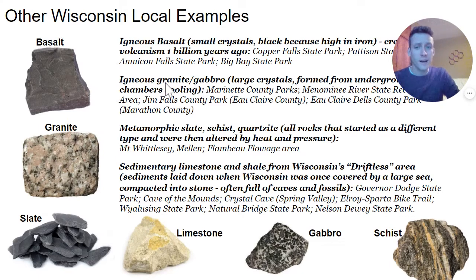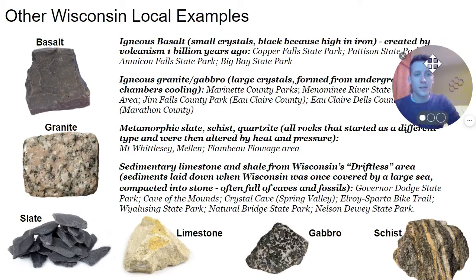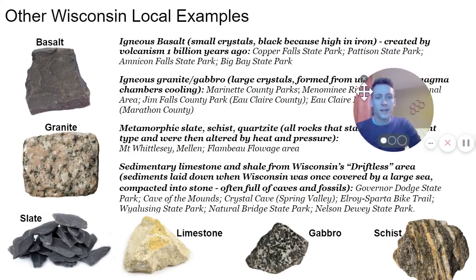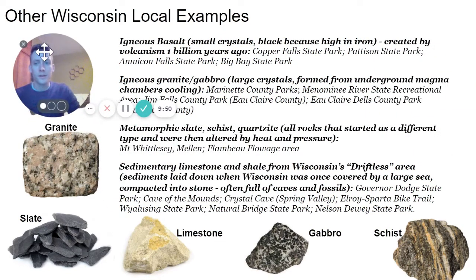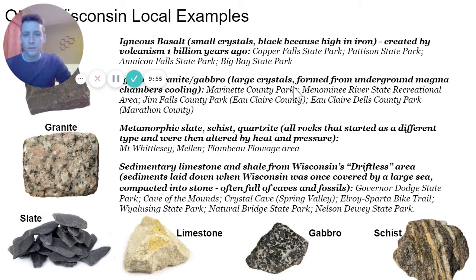You can also find a lot more of this granite, which looks like this, looks like that beautiful countertop. You can find a lot of different examples of granite and gabbro, which have those large crystals because they cooled slowly and they formed underground in these cooling magma chambers. Feel free to look up some of these county parks to see pictures and examples and maybe visit one.